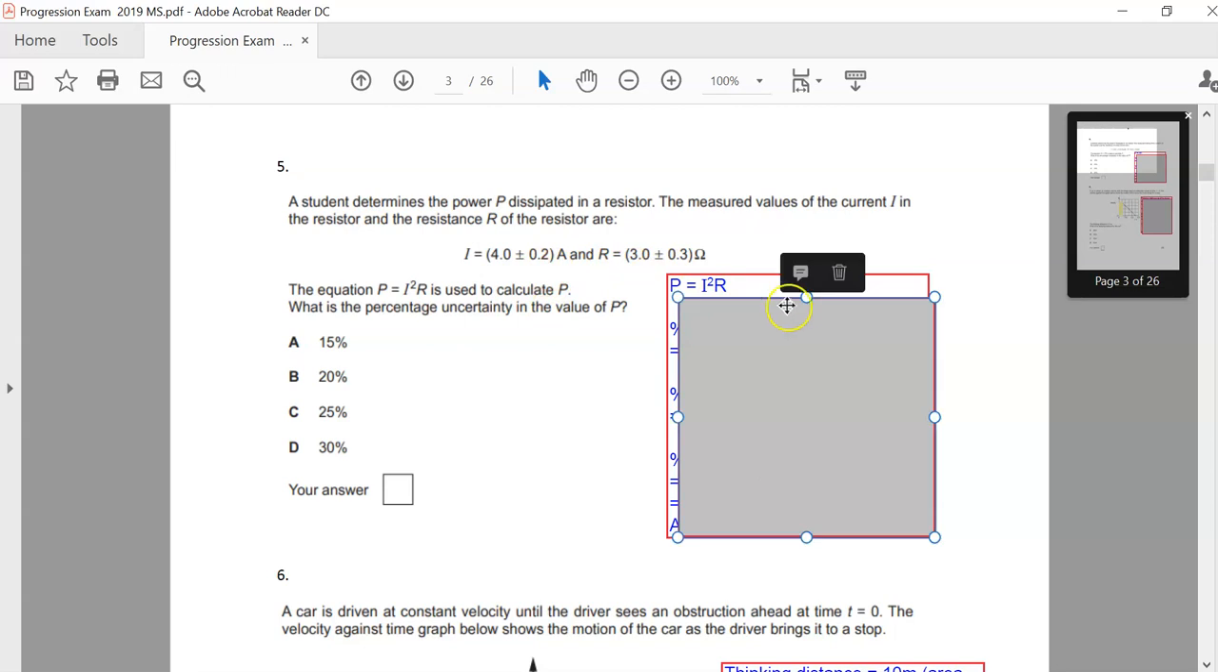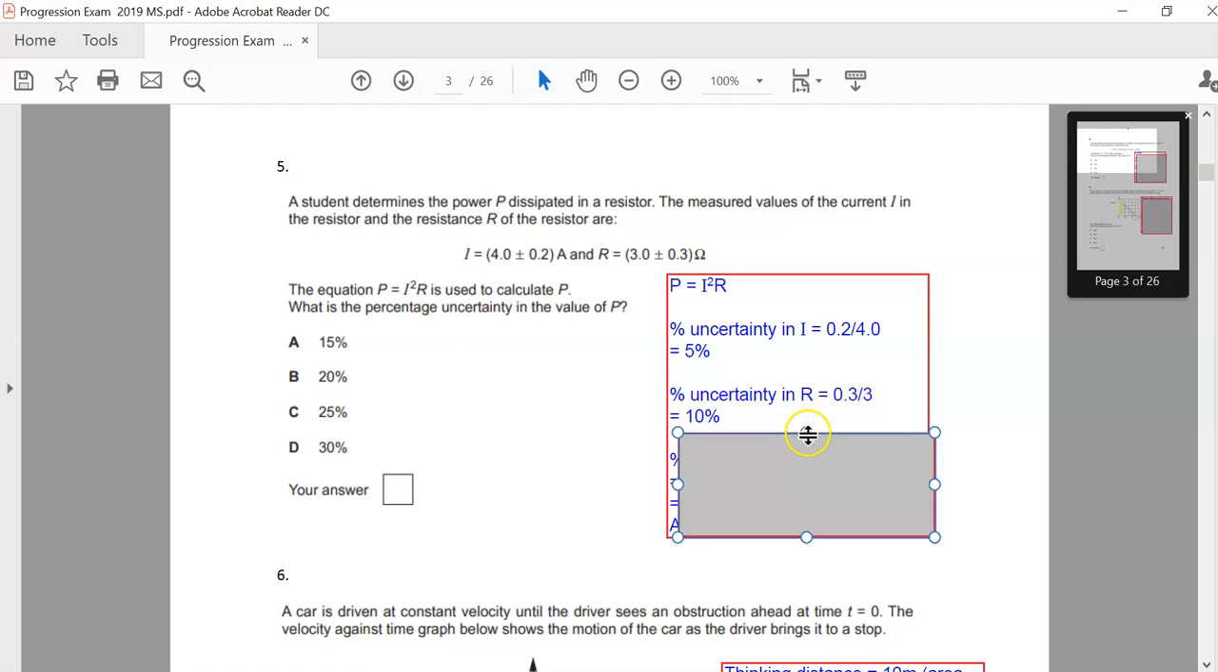So, first of all, let's work out the percentage uncertainty in the current. It's 0.2 divided by 4, and that gives us a 5% uncertainty. We can then do the same calculation for R, and that gives us a 10% uncertainty, 0.3 divided by 3. And then the rules of combining the quantities are, if we have a squared term, we multiply the percentage by 2. So we've got 2 times 5 plus 10. And that gives us answer B.